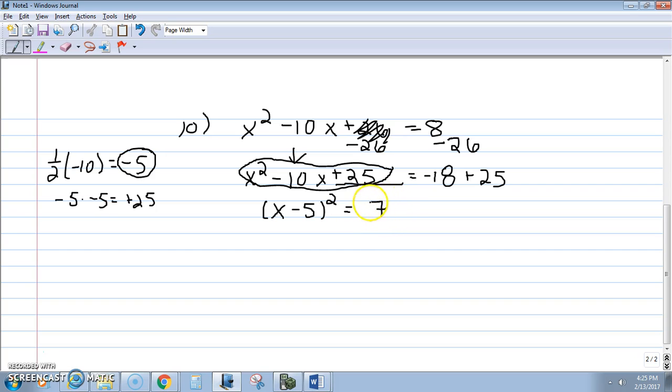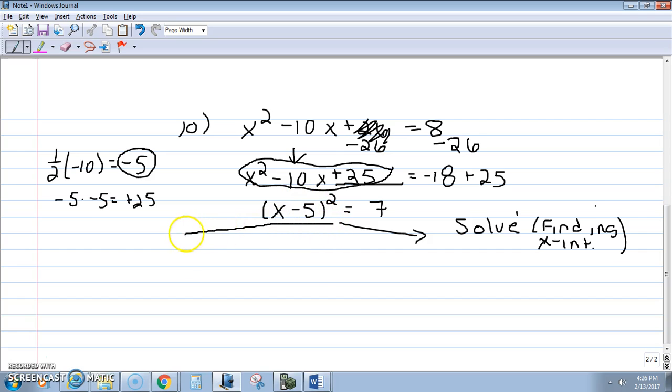Okay. Now, at this point, we have two different options. We can solve it. Let's put that on this side, which means finding the zeros or x-intercepts, finding our x values, right? Or we can turn it into vertex form. So let's do both. Let's solve first this time.